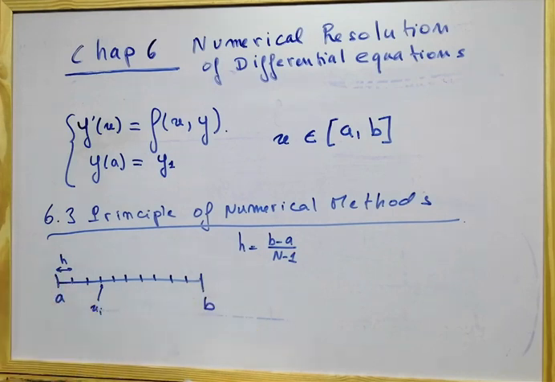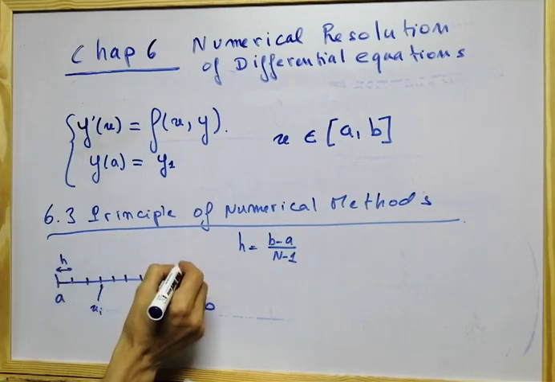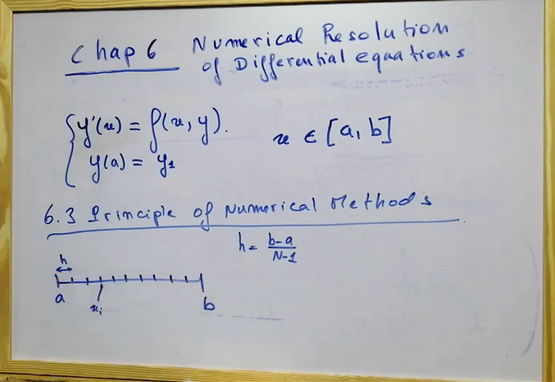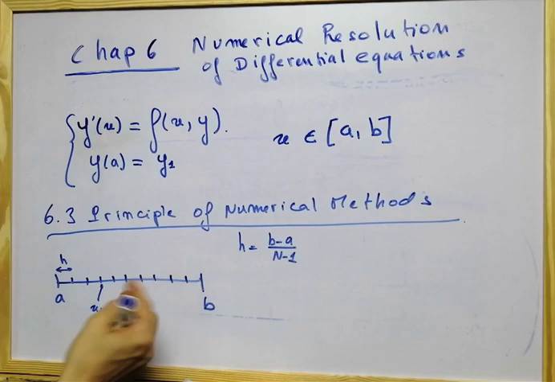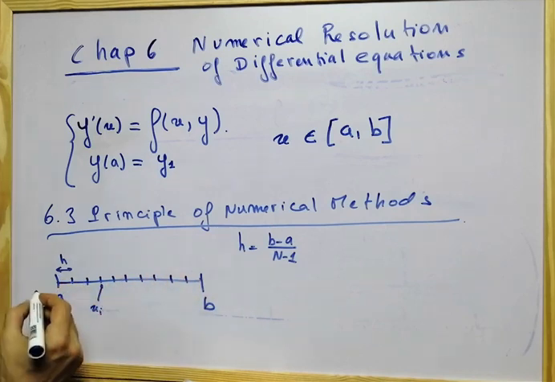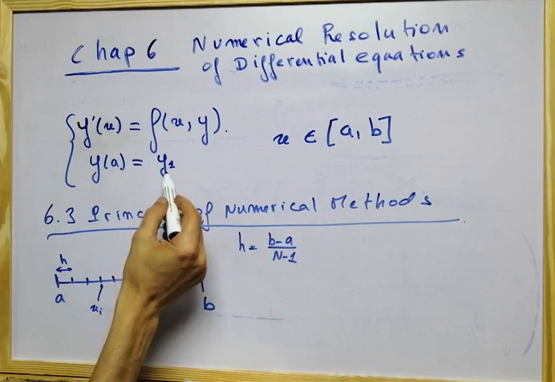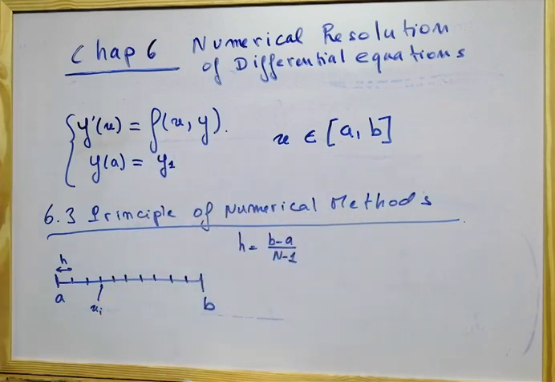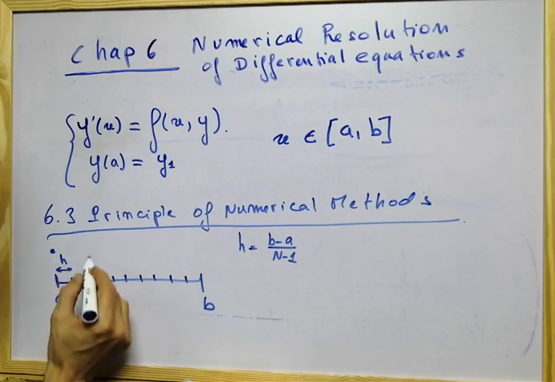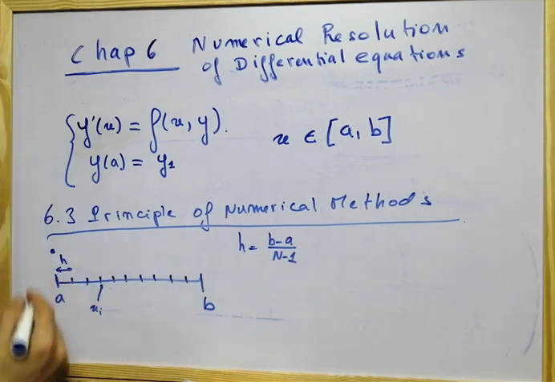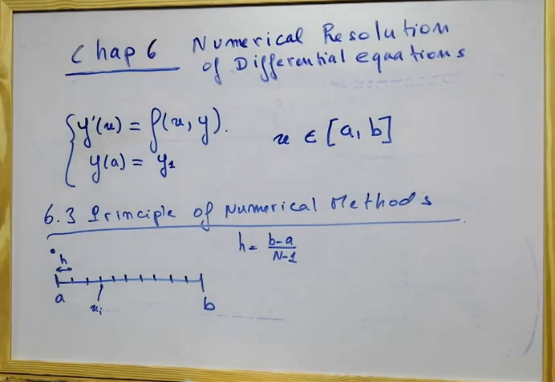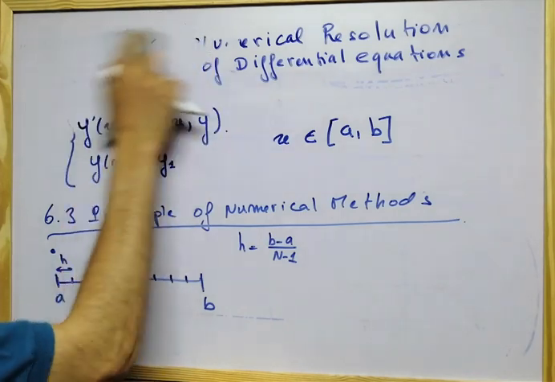So now the principle of the numerical methods is to determine the points yi corresponding to the different points xi. And this will give us the solution y of x at these different points. And the first point, if I have a Cauchy problem, y of a equals y1, where y1 is a known value, 0, 1, or whatever. So I have this point here. And now I need to determine the following points, knowing this condition. So there are two types of numerical methods.